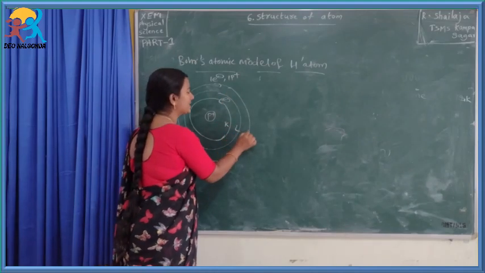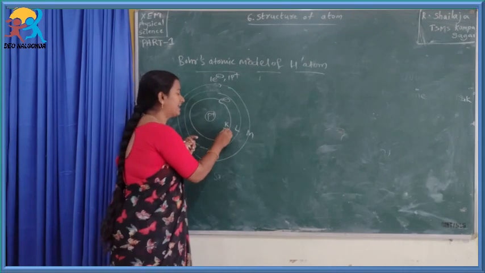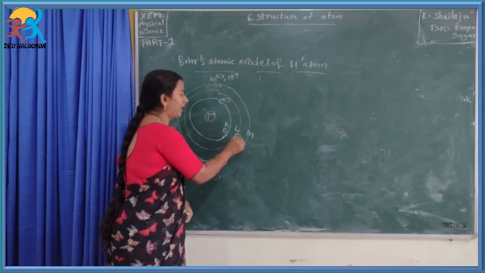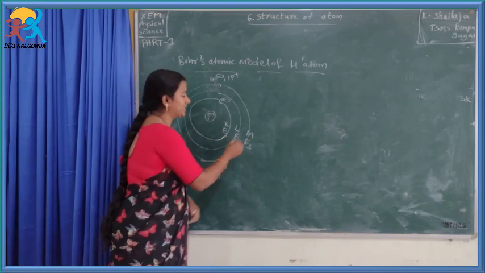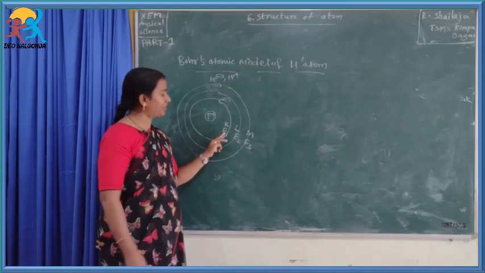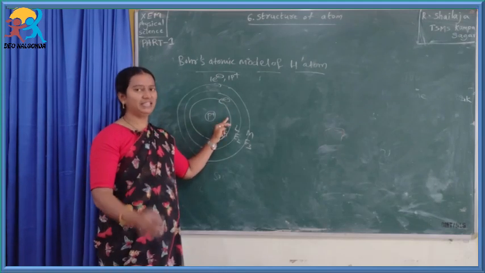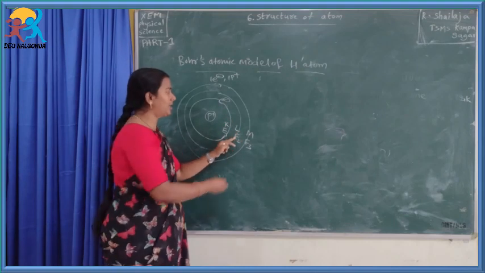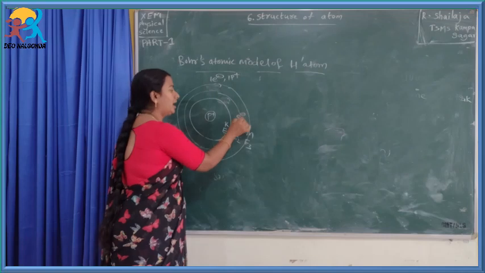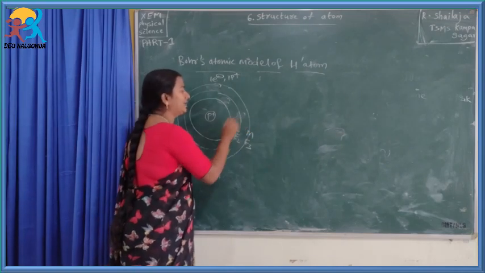This is the K shell, this is the L shell, and this one is the M shell. So the path which is near to the nucleus has less energy. If it is denoted with E1, the next shell is E2 energy, and the next shell is E3 energy. These shells vary in their energies. As long as the electron is in the first shell, it has E1 energy. If the electron is in the second shell, it has E2 energy. If the electron is in the third shell, it has E3 energy.